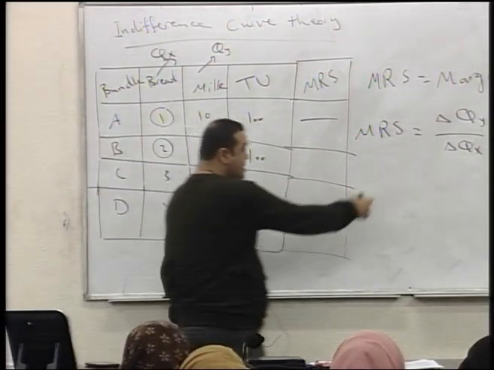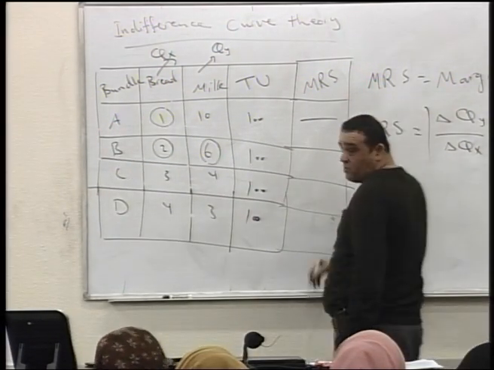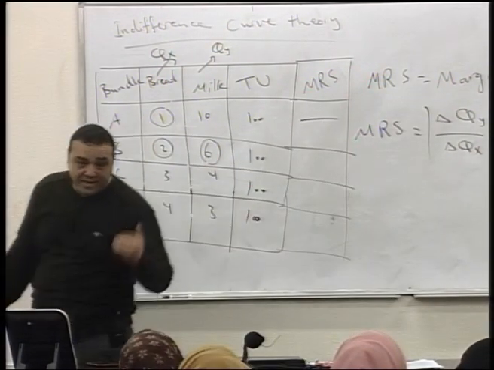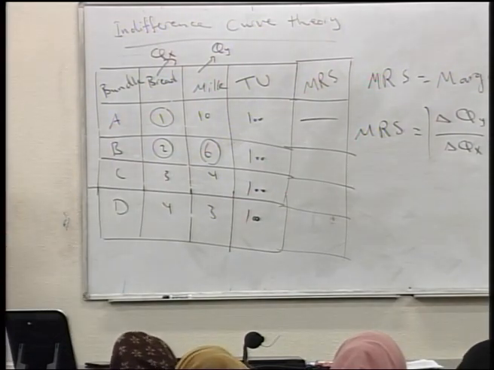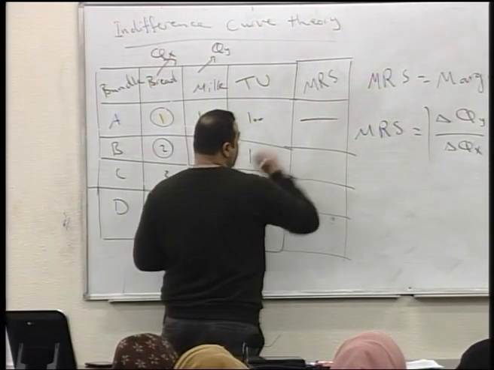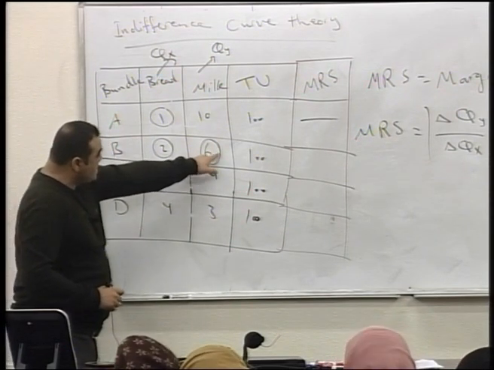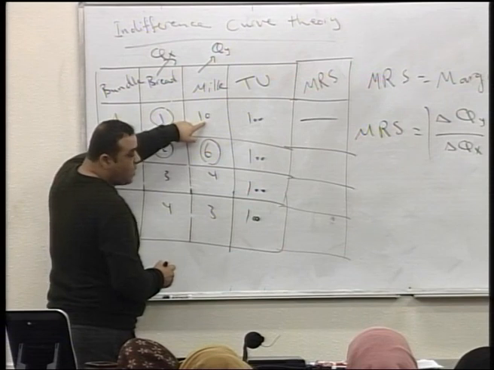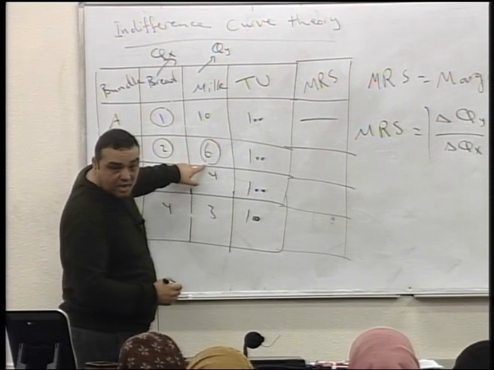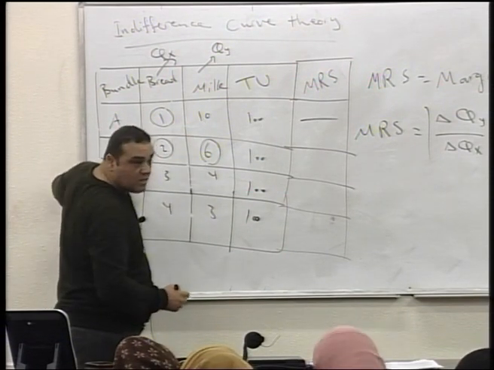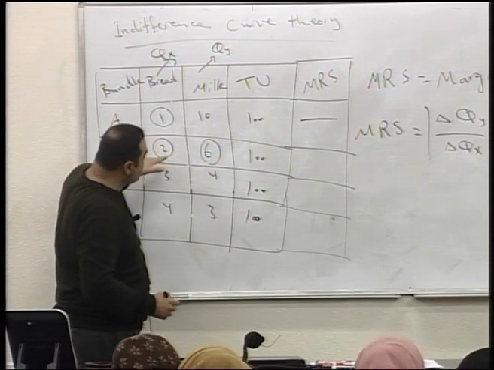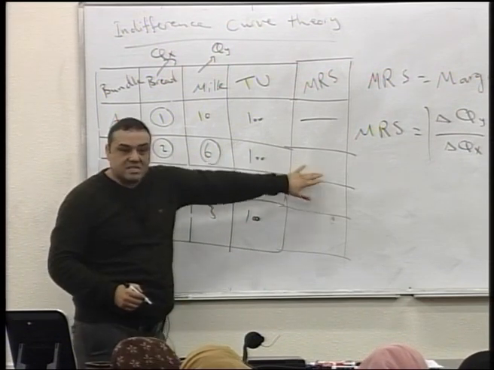طبعا بحكي في absolute value لأنه هذا هو negative slope أو negative لأنه كل ما بنزيد بننقص من شيء تاني. تمام؟ So let's calculate for the first point. هذا quantity Y1 quantity Y2 صح؟ quantity X1 quantity X2. Let's calculate the marginal rate of substitution for the first case.